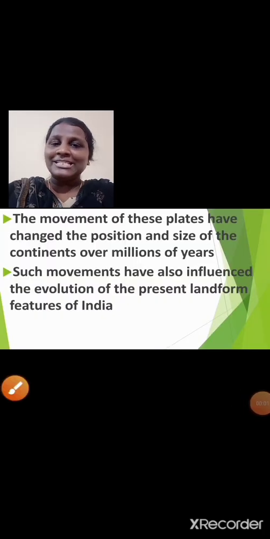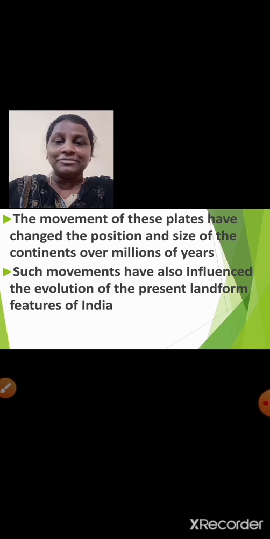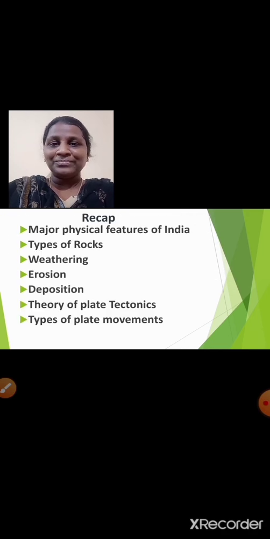The movement of these plates has changed the position and size of the continents over millions of years. So what happened due to the movement of these tectonic plates? The position as well as the size of the continents changed, but it took millions of years. Such movements have also influenced the evolution of the present landform features of India, the landform features that we see today. These are all the result of the movements of these tectonic plates. I hope you have understood this, students.